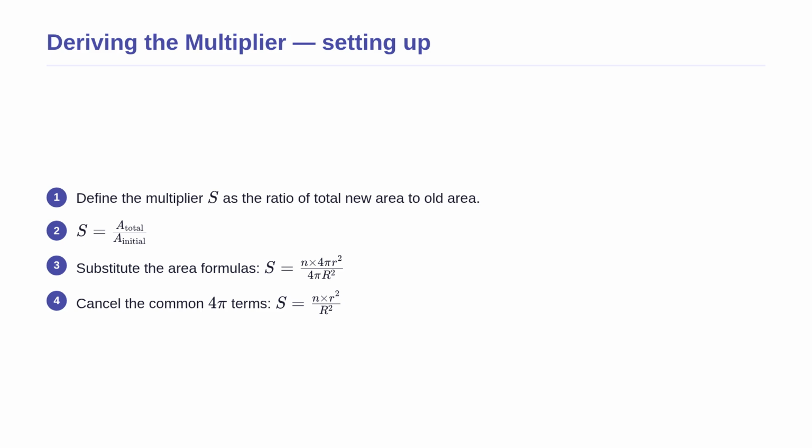Next, we substitute the geometric formulas for these areas. The new area is n times 4 pi lowercase r squared, and the old area is 4 pi capital R squared. Because 4 pi is a constant on both the top and bottom, we can cancel it out. This mathematical reasoning simplifies our equation, setting us up perfectly to substitute our droplet count in the next step.